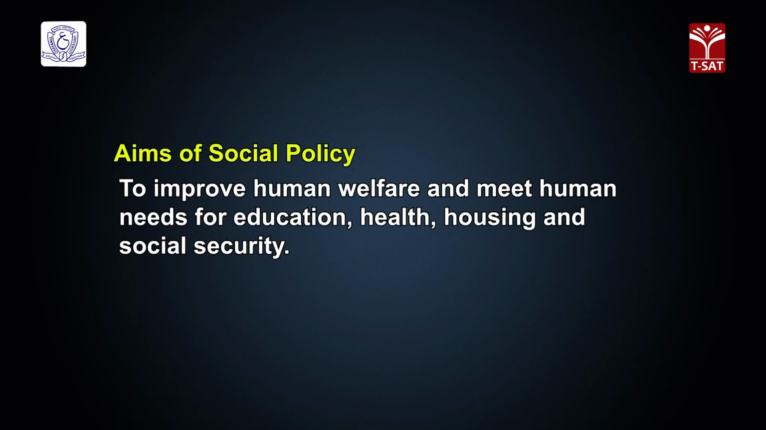Social policy relates to guidelines for the changing, maintenance and creation of living conditions that are conducive to human welfare. Social policy aims to improve human welfare and meet human needs for education, health, housing and social security. Formulation of social policy would have no meaning unless it is executed promptly and effectively. The scope of social welfare administration is implementation of the social policy.